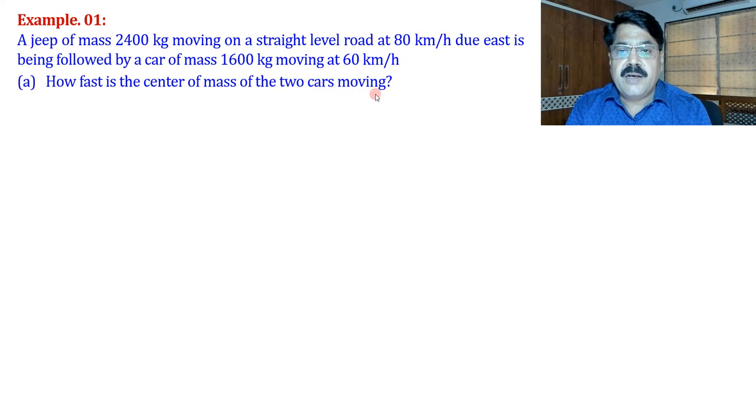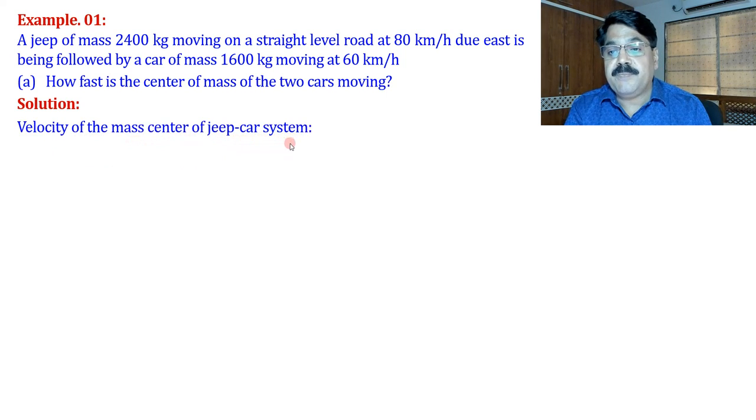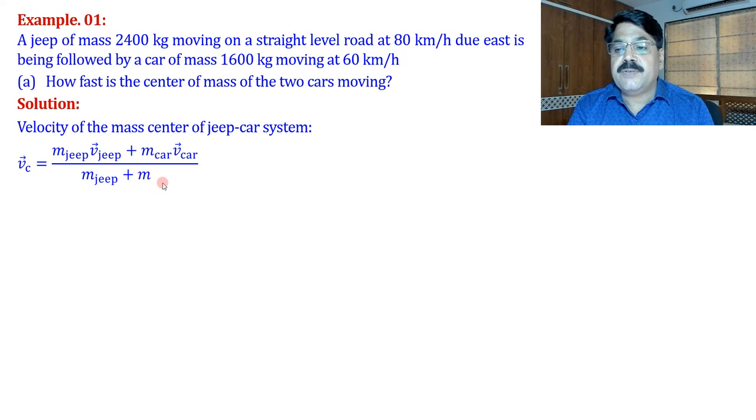Jeep is also a car, and is moving. So how do we calculate velocity of the mass center? That is very simple. Vc is equal to m1v1 plus m2v2 upon m1 plus m2. Here 1 stands for jeep and 2 stands for car. So we can write the velocity of the mass center of the jeep-car system: Vc is equal to mass of jeep into velocity vector of jeep plus mass of car into velocity vector of car, upon mass of jeep plus mass of car. Now let us substitute values.